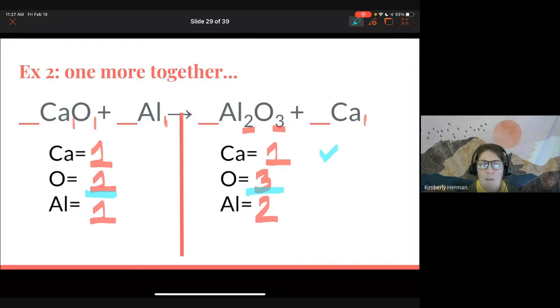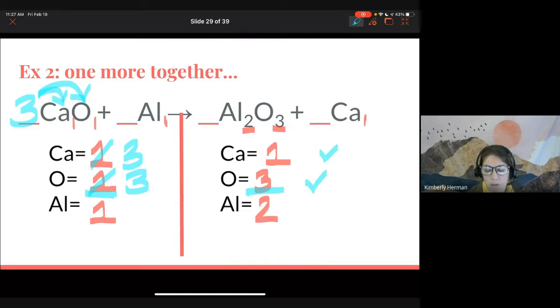How do I make a 1 look like a 3? I would multiply it by 3. So I'm going to put my 3 up here, and not only changes the O, but it also changes my Ca. So now my O's are good to go, but it now changed my Ca. I'll come back and do the Ca at the end. I'm going to keep going down the chart.